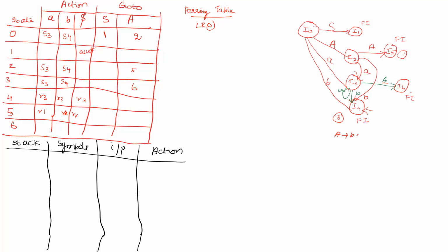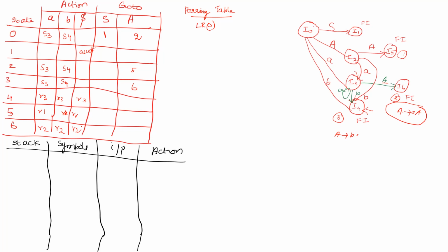Again I6 is a final item, and the corresponding production is 2. The production is actually capital A derives small a capital A. So since this is production 2, we are adding R2 here. Very simple. Now we have constructed our parsing table for the LR0 parser.